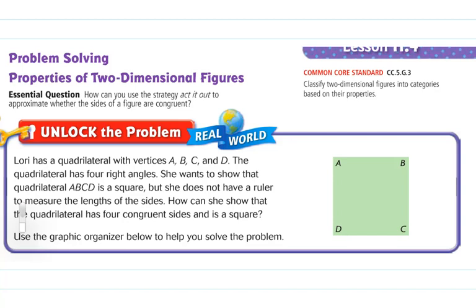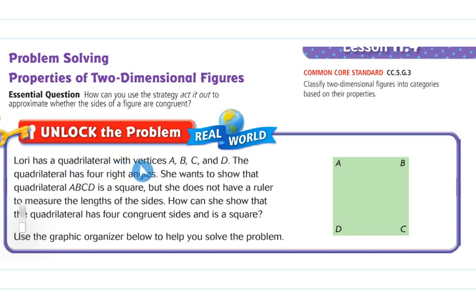Students, in lesson 11.4, we're going to be working on problem solving and properties of two-dimensional figures. Our essential question for this lesson is, how can you use the strategy act it out to approximate whether the sides of a figure are congruent? So let's start with our unlock the problem real world.